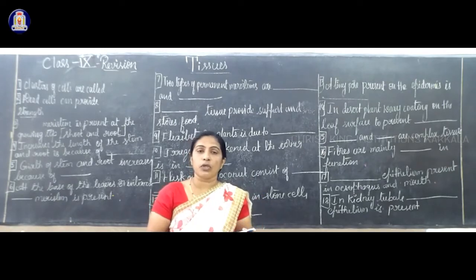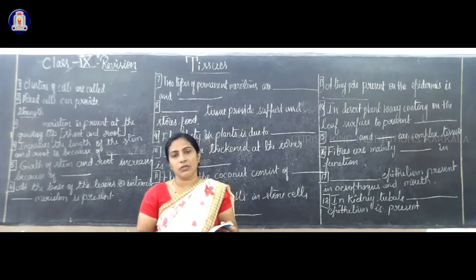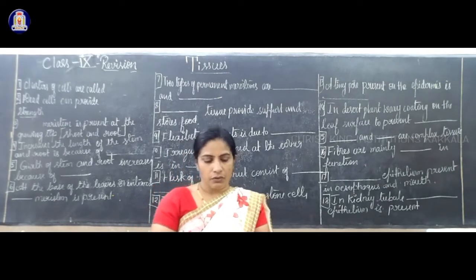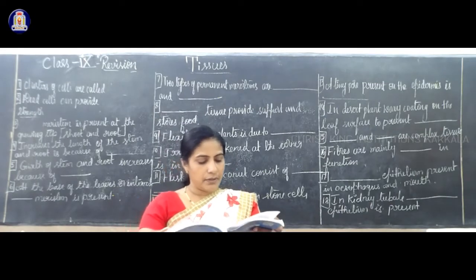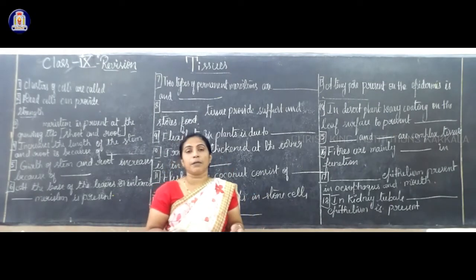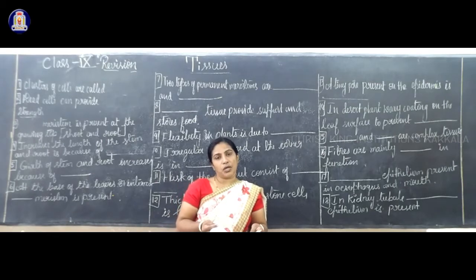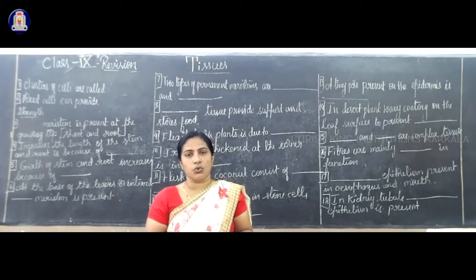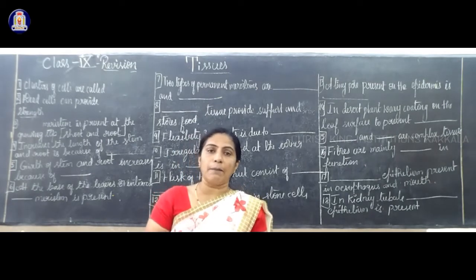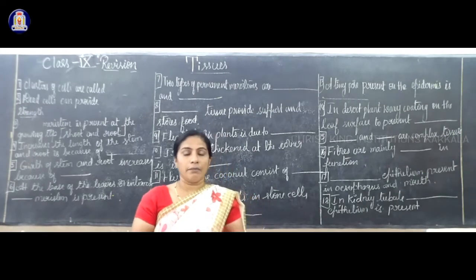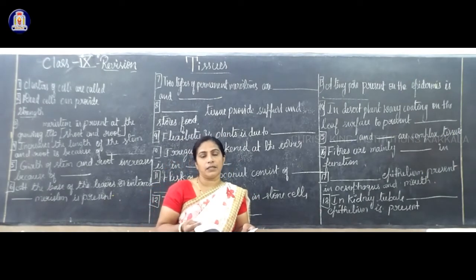Page number 69, identification marks. Maybe in your book you write down, for the identification, this diagram will be given. Okay, next one. Page number 70, permanent tissues. There are two types of permanent tissues. The first one is simple permanent tissue and the second is complex permanent tissue.